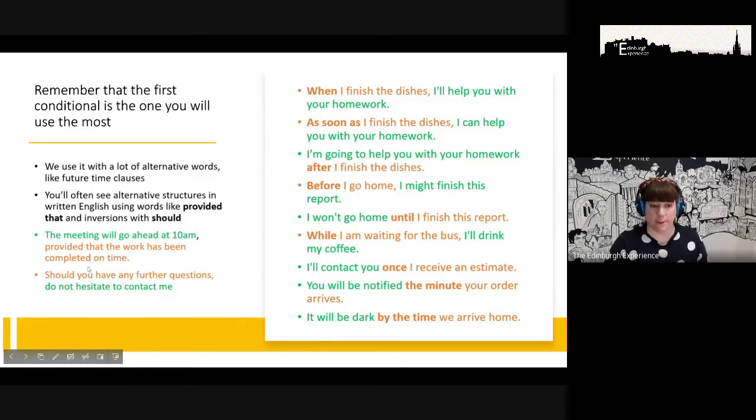If I was talking about "should" with an inversion, "should you have any further questions, do not hesitate to contact me." That would be the same as saying "if you have any further questions, do not hesitate to contact me." But again, it raises the tone and formality. So really great for formal emails.